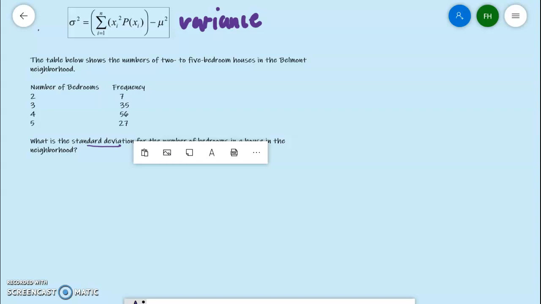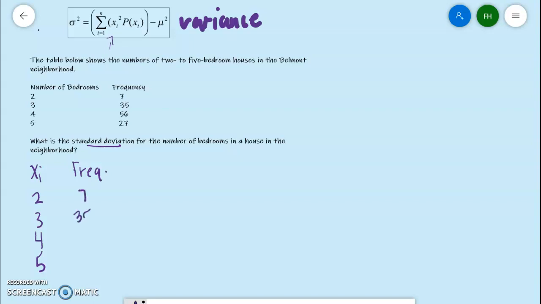So first of all, let's look at the formula. The sum of xi squared, or x squared. Let's go ahead and list x: 2, 3, 4, 5. And let's list our frequencies: 7, 35, 56, and 27. We can go ahead and square x because the formula says we need to, and we would get 4, 9, 16, and 25.